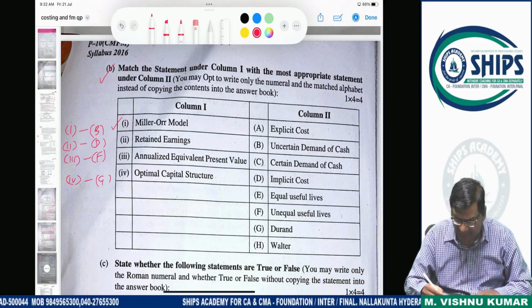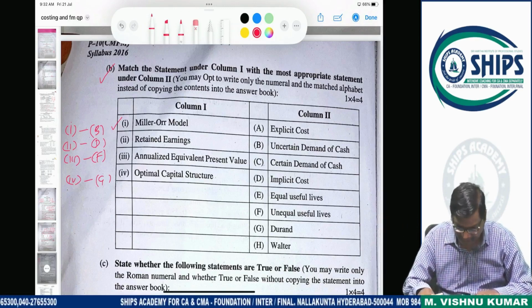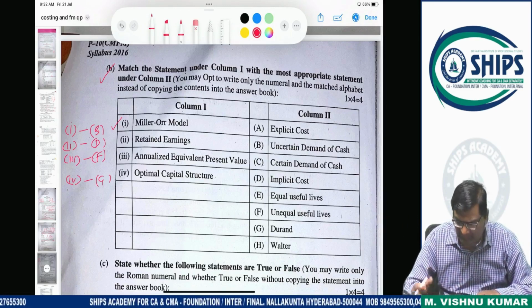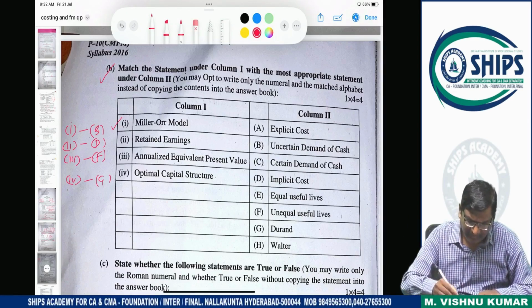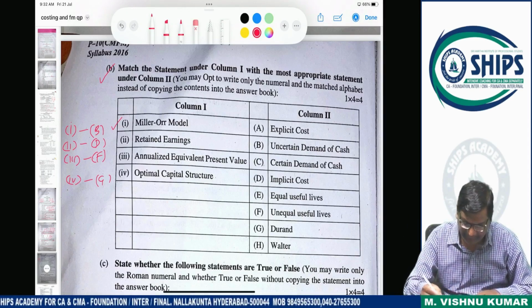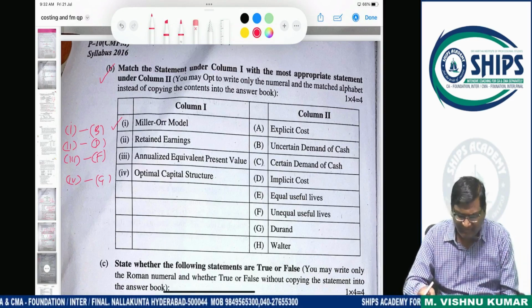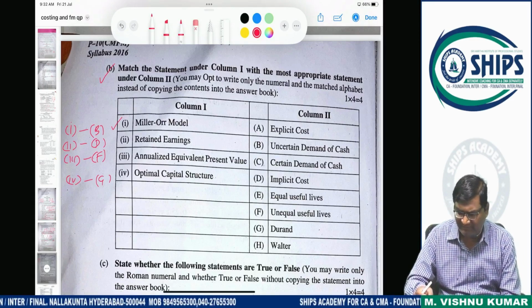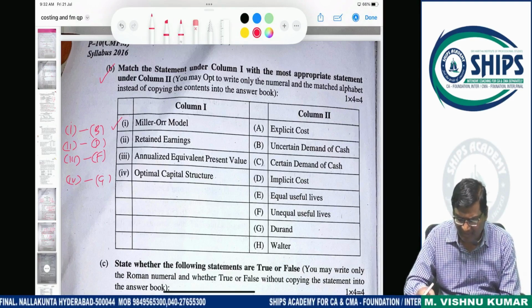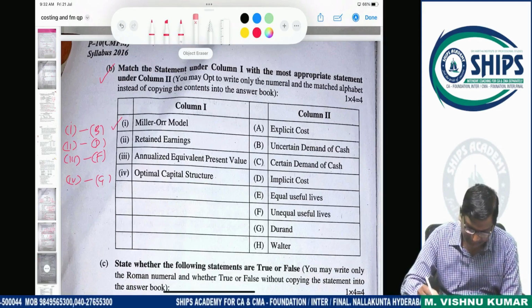This is not explicit cost. Explicit means you have to pay to outsiders. Implicit means it is internal. So on retained earnings, no outside cost will come. This is internal. Here some people are expecting the Walter model. No, in the Walter model generally dividend is used. In the Walter formula, what is used? Dividend. Retained earnings are not used. That's why I am not expecting Walter is the answer. This is the correct answer in my opinion.